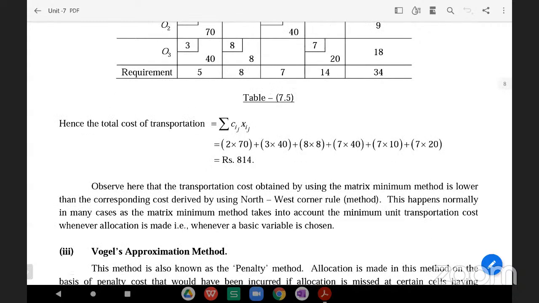So which method is best? This method only is the best. The lowest cost method is best. Now I will compare to the next. I will go for the Vogel approximation method. Okay.